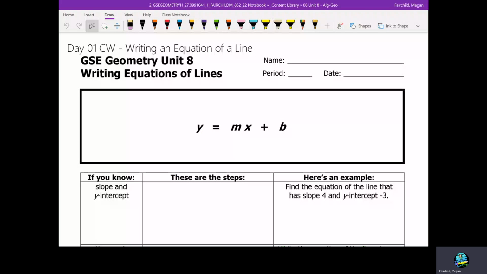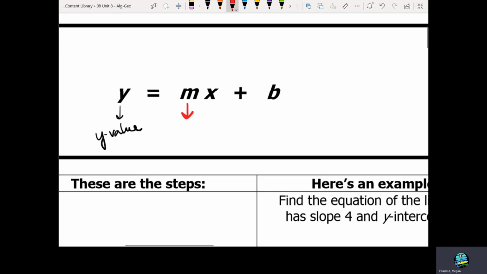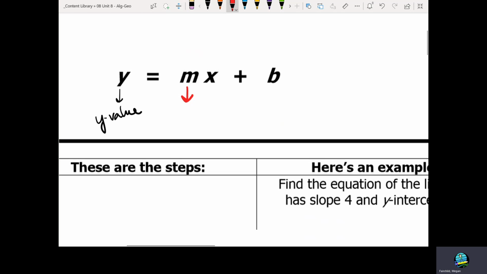All right, the y represents y. It doesn't represent anything else. The y means the y value, okay? That's whatever the y value is. The m represents what? Does anybody remember? That's all correct. It's a slope.